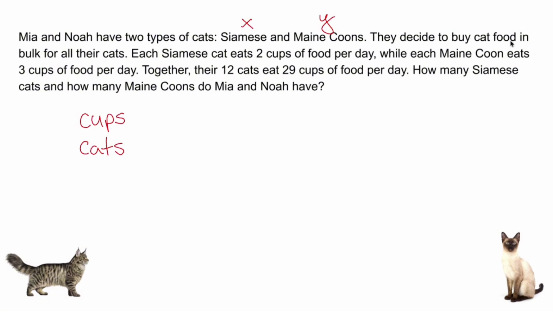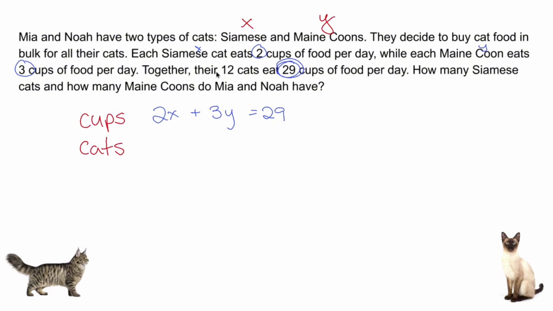We've got, they decide to buy cat food, each Siamese cat. So X eats 2 cups. So we could say 2x. Maine Coon Y eats 3, so we could say 3y. Together their 12 cats eat 29 cups. So the amount of cups that they eat is going to be 2x plus 3y equals 29. Okay, that's the tricky part, coming up with these equations.